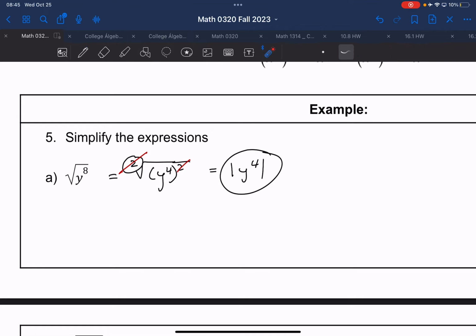Okay, and if you haven't caught on yet, this part's the radical. The reason I can't always call it the square root is because our nth root changes every time. So this is the radical.